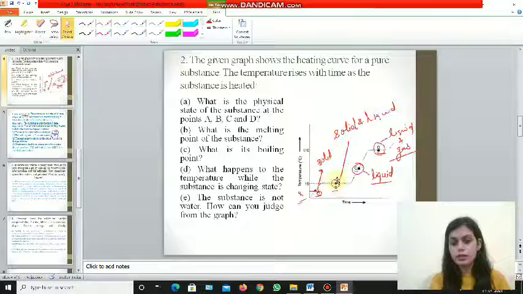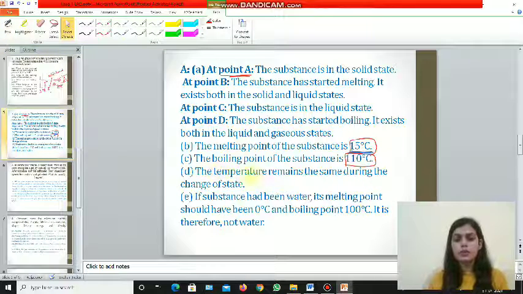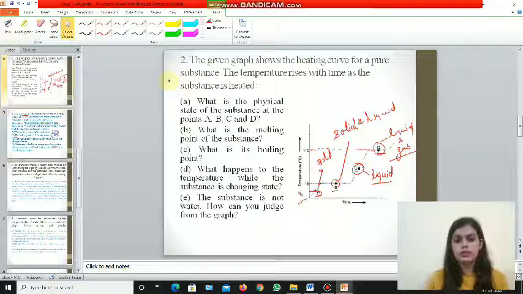Melting point starts at 15 degrees Celsius, and the substance started boiling at point D, which is 110 degrees. If we draw this like this, we can say that the boiling point is 110 degrees. Question D: what happens to the temperature while the substance is changing state? The answer is the temperature remains the same during the change of state. When a substance changes its state, the temperature remains constant.